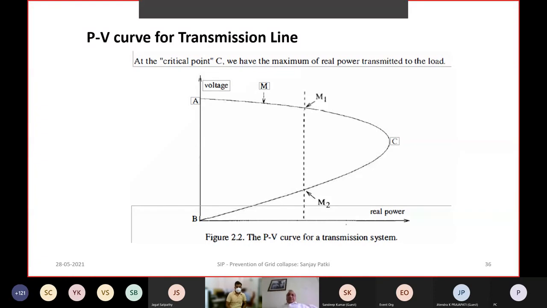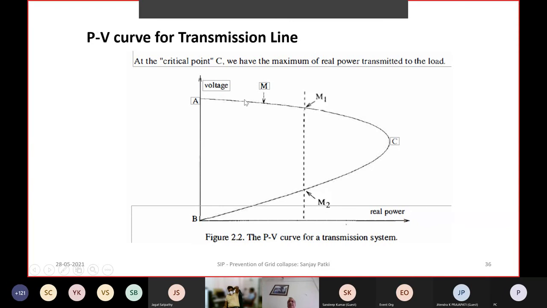Voltage instability is basically related to overloading of the line. So you must have heard the term surge impedance loading of the line, and there will be a point where the reactive power will increase with the change in loading. So this is basically represented in what is called the PV curve of the transmission line. So on this axis there is power, and on this axis there is voltage.